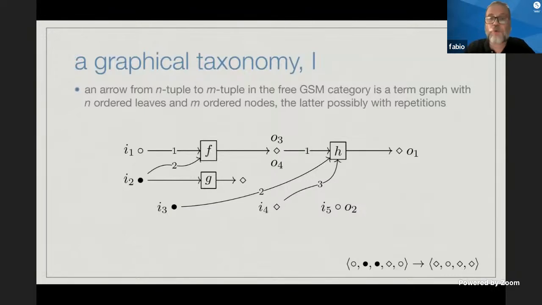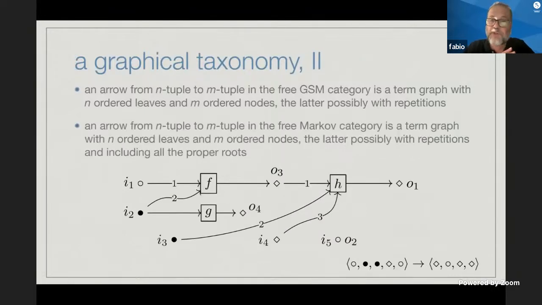Very well. What happens then with Markov? More or less the same, but it has to include all the proper roots. So I add an axiom. I put a restriction on the normal, on the canonical form.